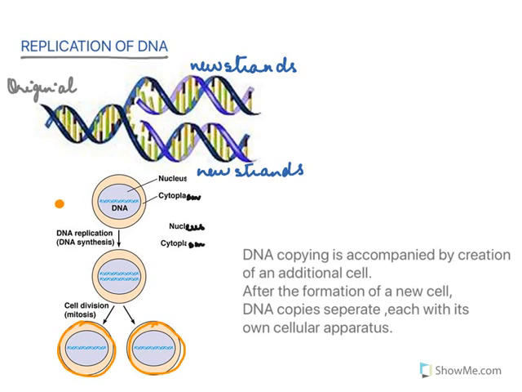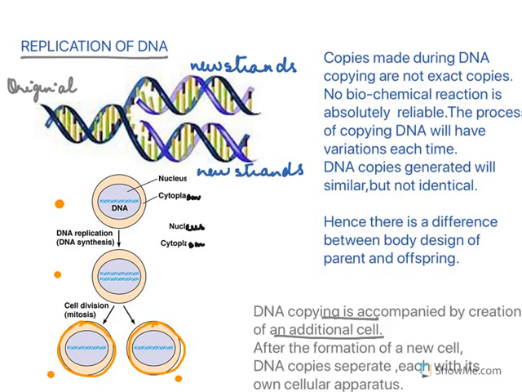So in this picture you can see there's a DNA, and the DNA now makes a copy of itself, and then a new cell is formed, new cellular apparatus is formed, and the DNA is now housed in this new cellular apparatus. DNA copying is accompanied by the creation of an additional cell. After the formation of a new cell, the DNA copies separate, each with its own cellular apparatus.